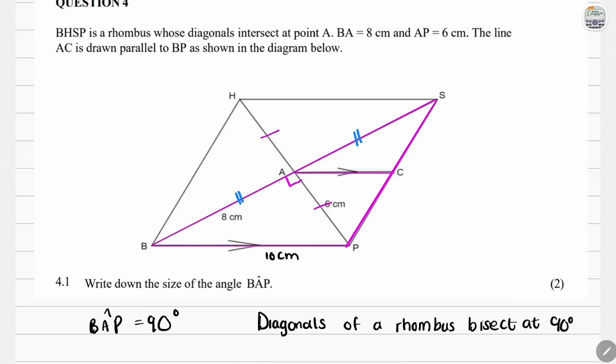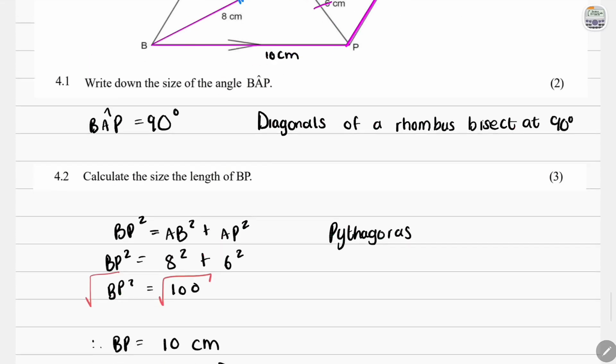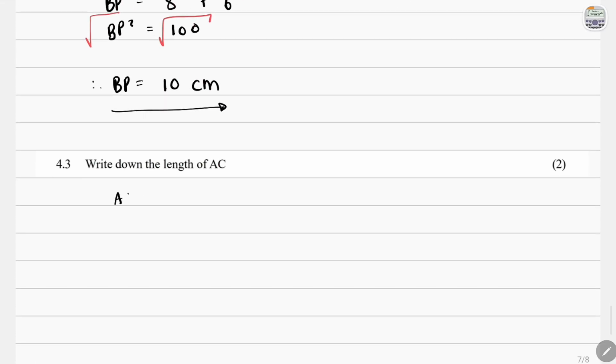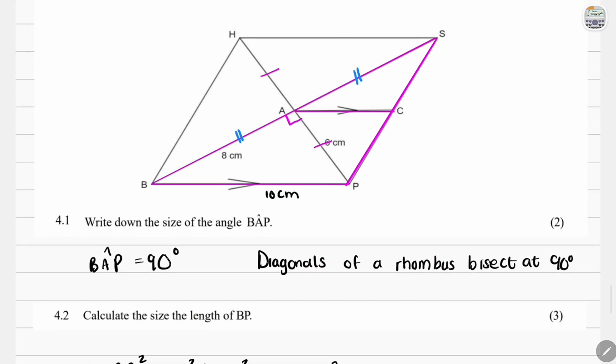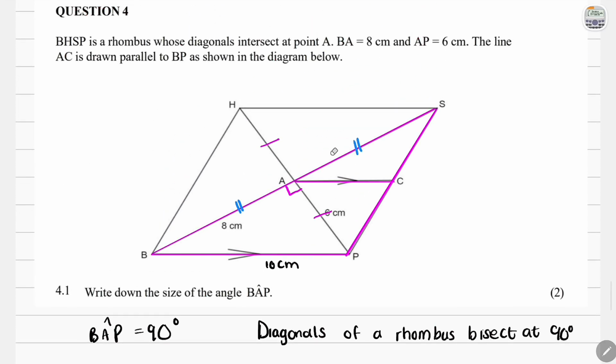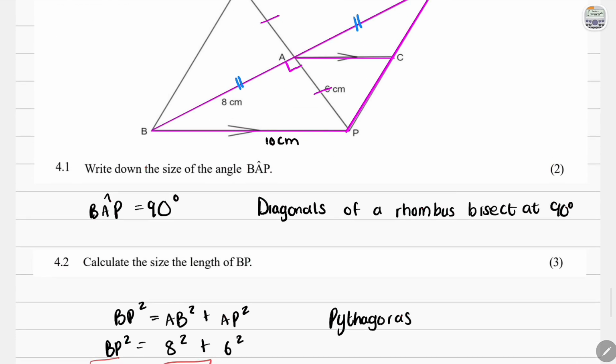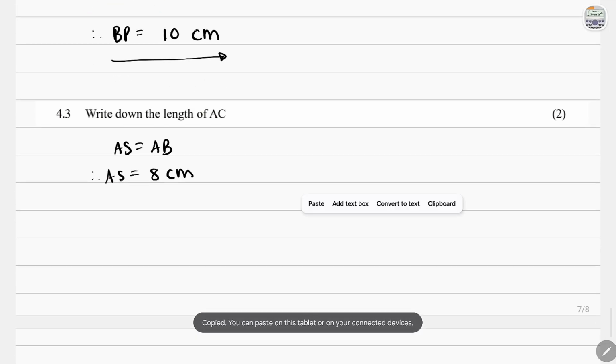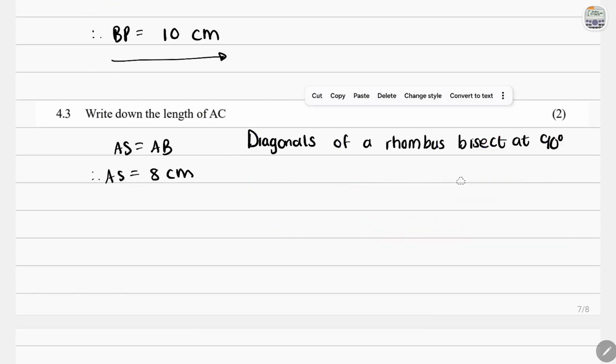Okay, so with that being said, let's go ahead and tell them that these two are equal. So we'll tell them that AS is equal to AB, which is equal to 8 centimeters. Okay, so AS equals AB, and therefore AS is actually equal to 8 centimeters. And the reason for this is because the diagonals of a rhombus bisect each other. Of course, they bisect at 90 degrees, but I'm not really bothered about the 90-degree part. I just want to say that they bisect each other.